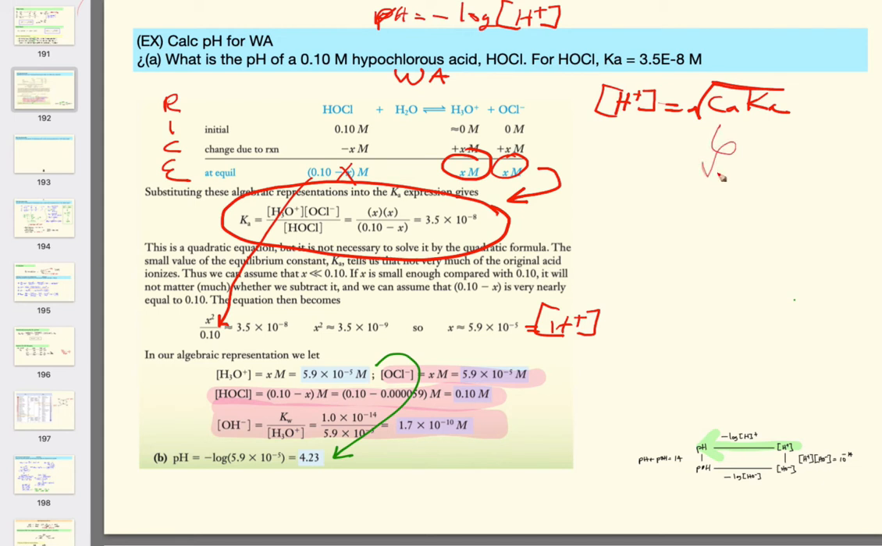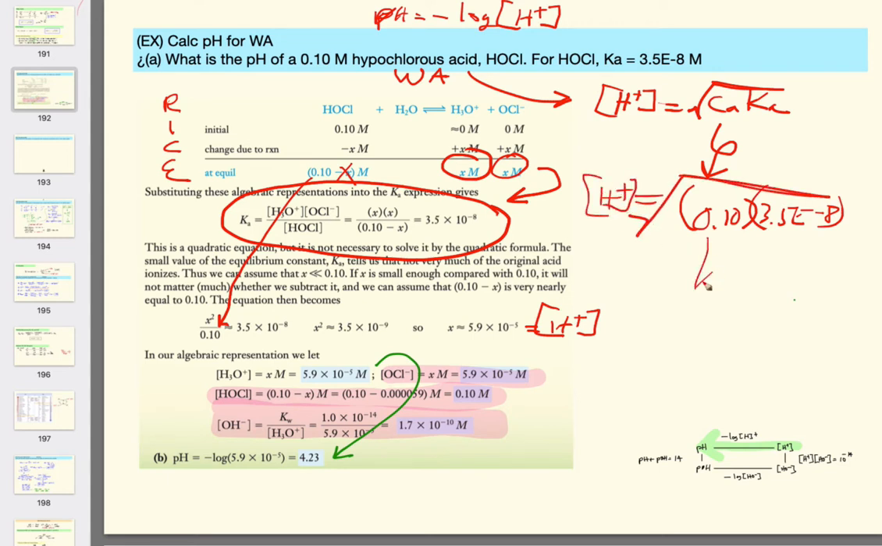Okay, what if we just went straight and did the shortcut? If you didn't do all of that, you would immediately say weak acid. You would default over to that. And then since you're looking for H plus, you would just plug this in, right? 0.10, your Ca. And your Ka is 3.5 times 10 to the minus 8th. And you're just going to take your square root of that immediately, and you're going to get H plus. And then you're going to take the minus log of that, and then you've got your answer.